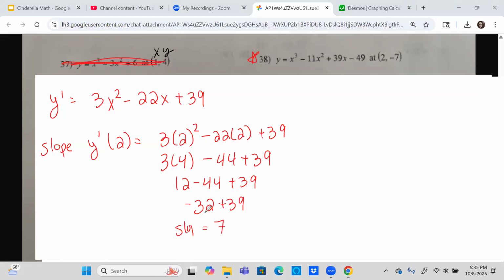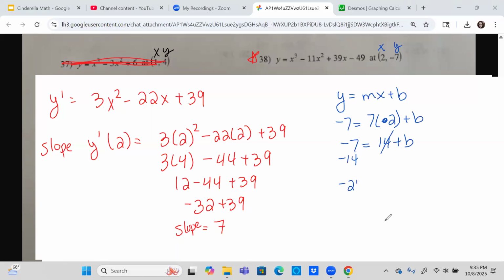Let me check that though, because it's getting a little late. Yeah. So if it just said slope of the tangent line, you would say 7, but they want the equation. So we go into y equals mx plus b. Looks like our x is 2, y is negative 7. All right, so negative 7 is 14 plus b, minus 14, negative 21 is b. Answer, y equals mx plus b, but again, this looks bad. Plus a negative is just minus.